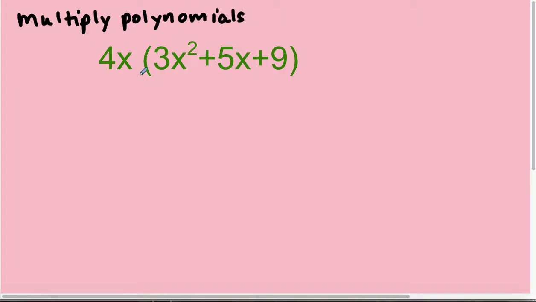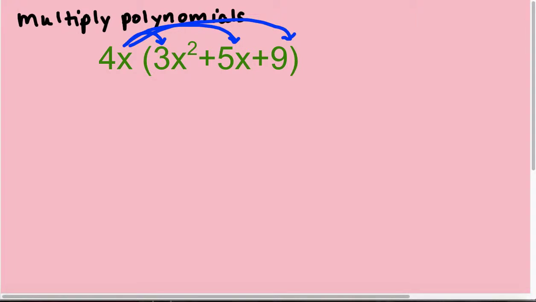So what we have here is a monomial because it's got 4 times x and there's no addition or subtraction with it. And then we have a trinomial, meaning it's got 3 terms. So 4x is 1 term and 3x squared plus 5x plus 9 is 3 terms. So when we want to multiply them, remember the parentheses are telling us to multiply, we're really just using the distributive property. So we're going to distribute and multiply the 4x to that, and that part.